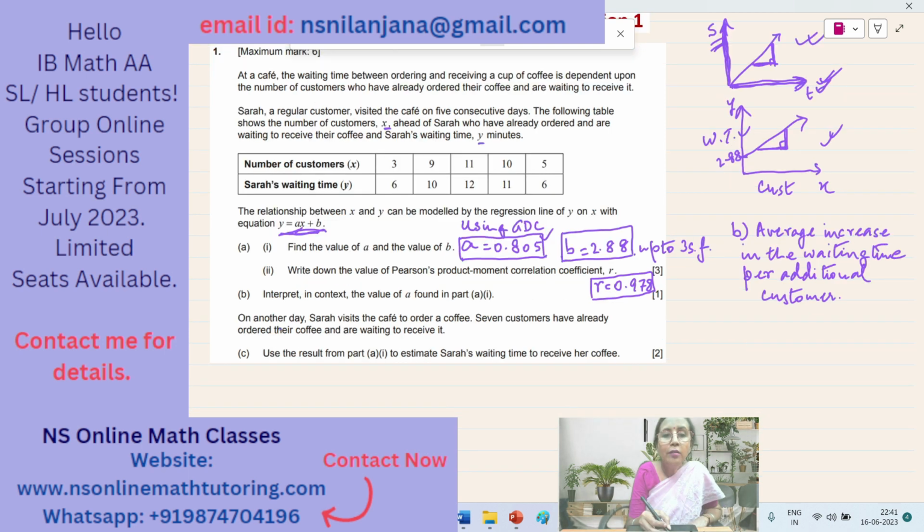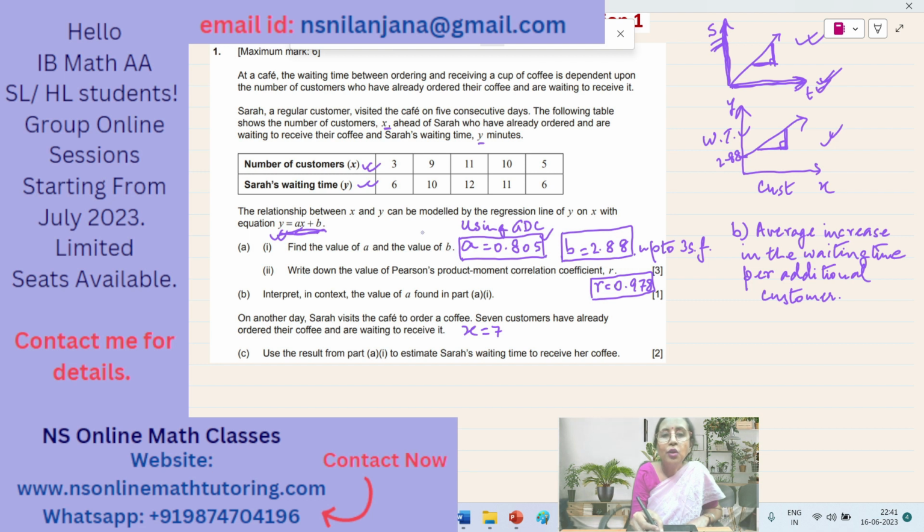Okay. Now coming to subpart C. Before that, what is written? On another day, Sarah visits the cafe to order a coffee. 7 customers have already ordered their coffee and are waiting to receive it. So the x value is 7. So x is equal to 7. And the question for subpart C is, use the result from part AI, that is this one, to estimate Sarah's waiting time to receive her coffee. So waiting time is y.